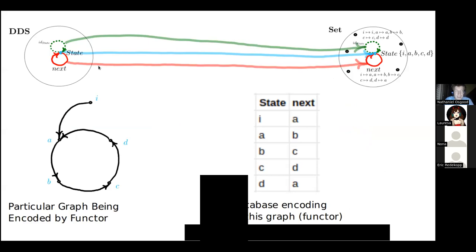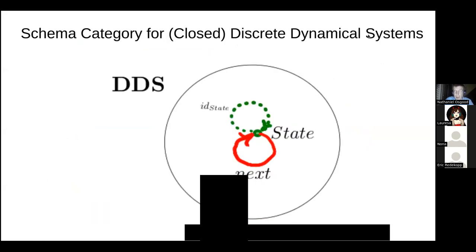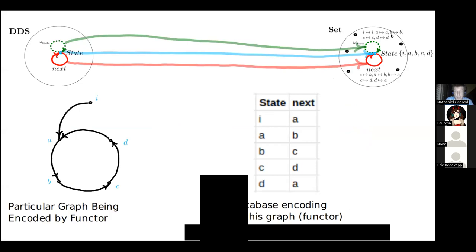So that's that. State maps onto I, A, B, C, D. The identity I didn't go over this time, but it maps I to I, A to A, B to B, pretty routine. And next is really what's encoding this: I goes to A goes to B, B goes to C goes to D goes to A.